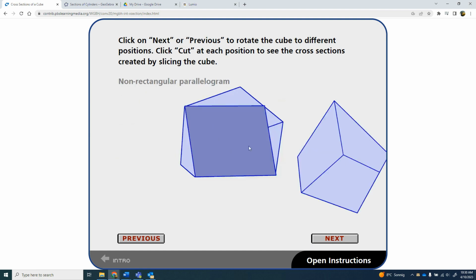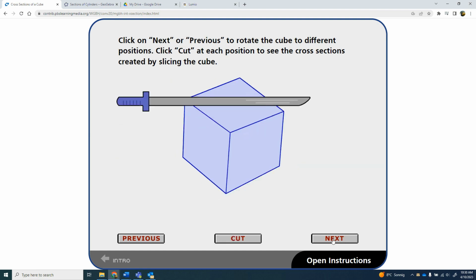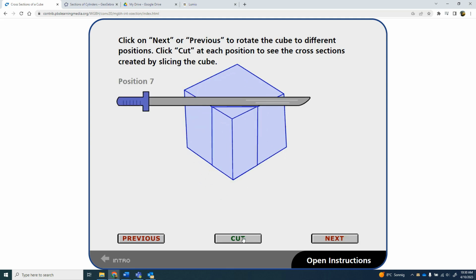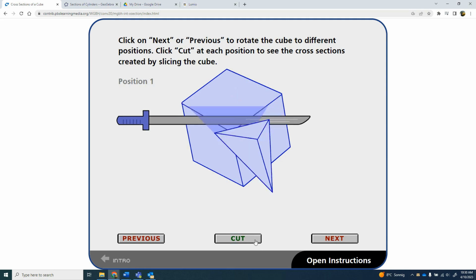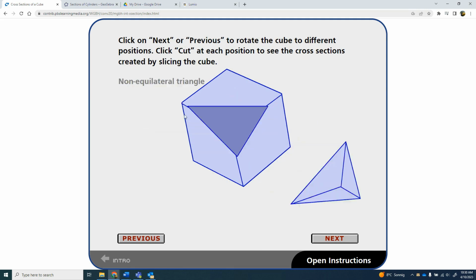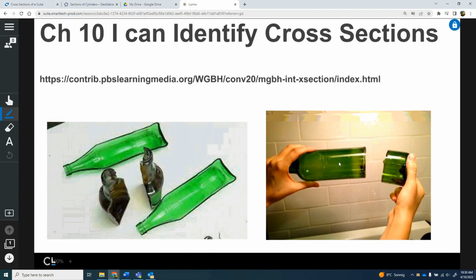So here I have a non-rectangular parallelogram. Simple rectangle. And back to the triangle. So, cross section. I can look at a bottle. If I cut it down the middle, I'm going to have still a bottle shape, like half. But if I cut it like a log, I'm going to have 2 circles.